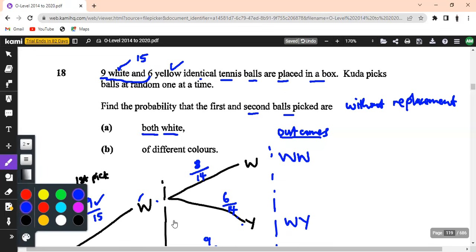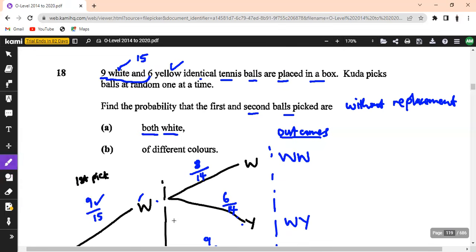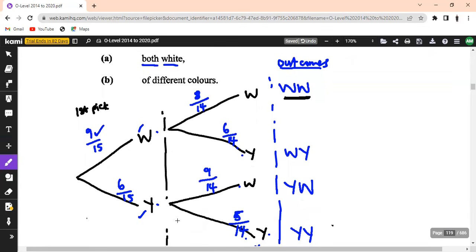So we need where we have both white, and as you can cross-check, both white is here. We've got W and W here. That's where we've got both white. We do not have any other white. So the probability of picking both white is going to be white, white. So that's what you're going to have.